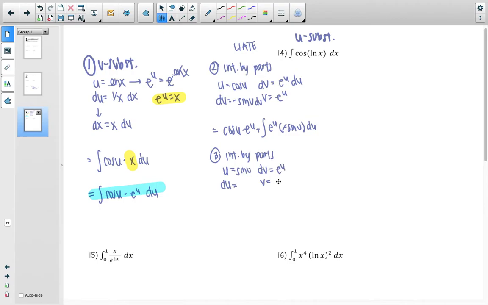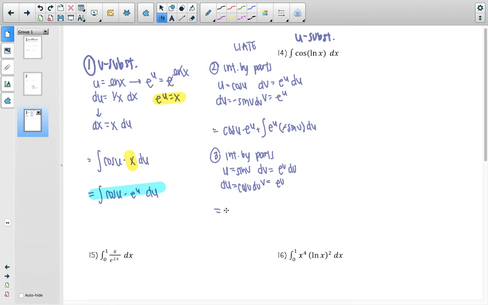And this is e to the u, so it's e to the u du. No, it's not. Back up. That du doesn't go there. And if you derive sine, you get cosine of u du. So we take all of this, and we're putting it down here.